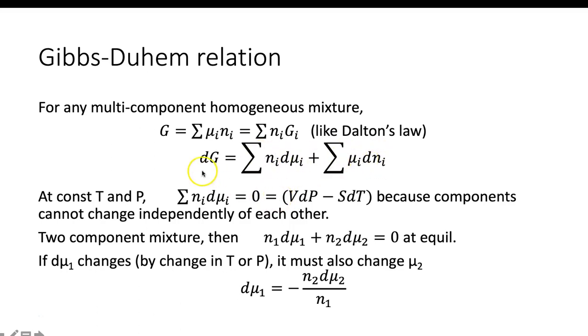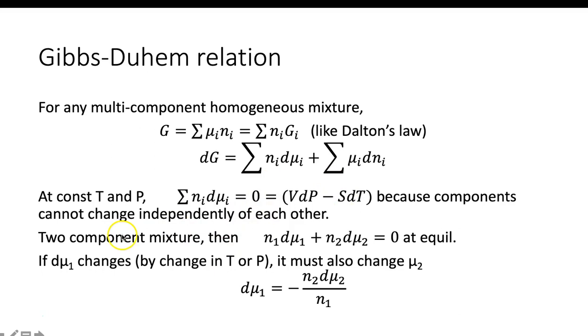But remember, this is a state function, so this part of the function is equal to V dP minus S dT. So at constant T and P, that's equal to 0, because there's no change to this. So that component is equal to 0. If you want to think about it, if you're not changing the temperature and you're not changing the pressure, the system is going to go to an equilibrium.